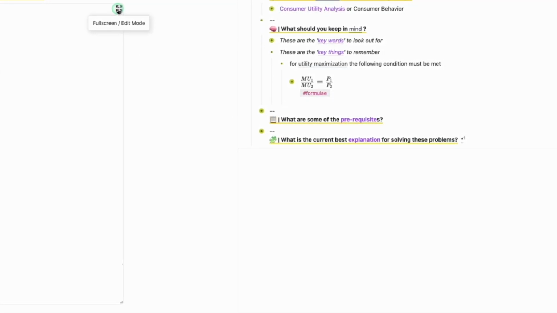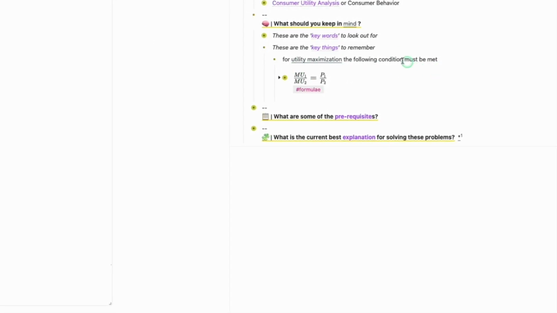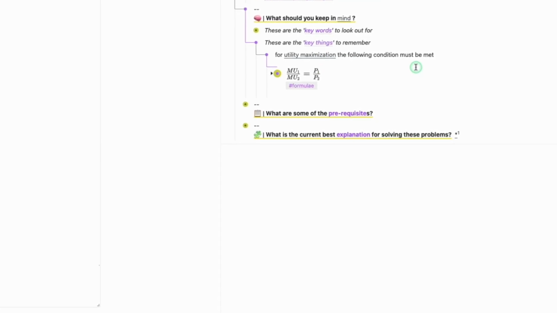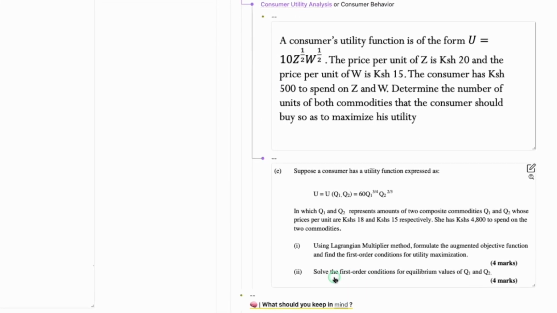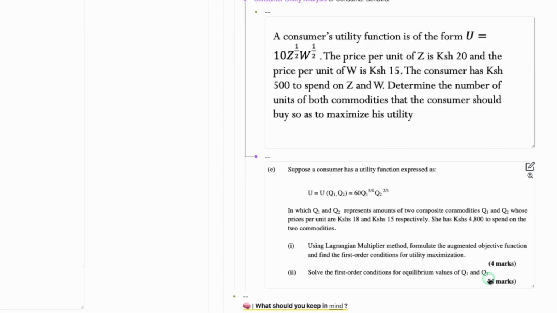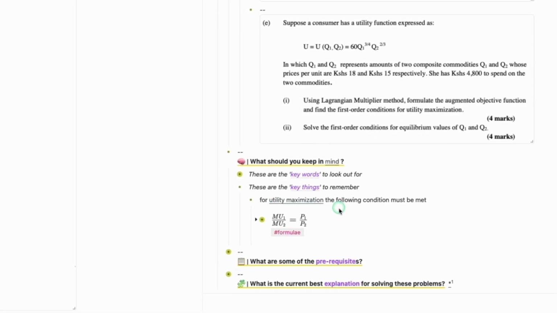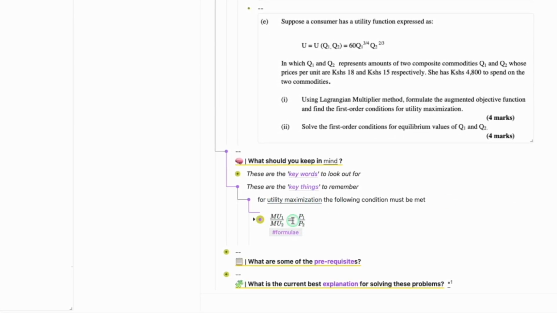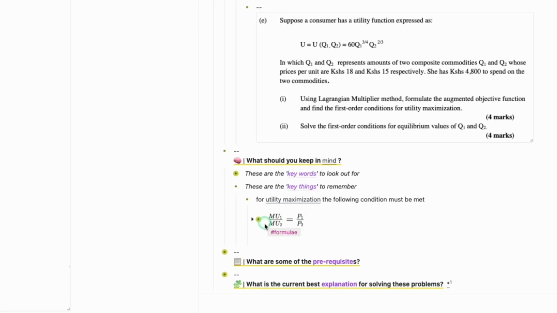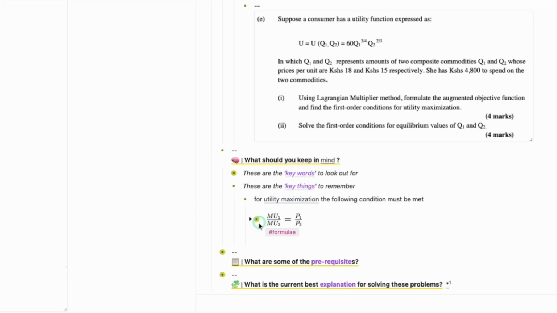So we're going to move on to the next step, applying this utility maximization condition, which is what should happen at equilibrium. Note that this question is stating solve the first order conditions for equilibrium for values of Q1 and Q2. The first order condition for equilibrium is the utility maximization condition, which is, as you can see here, MU1 over MU2 is equal to price 1 over price 2. That is what is happening at equilibrium. So how will that look when you're solving?